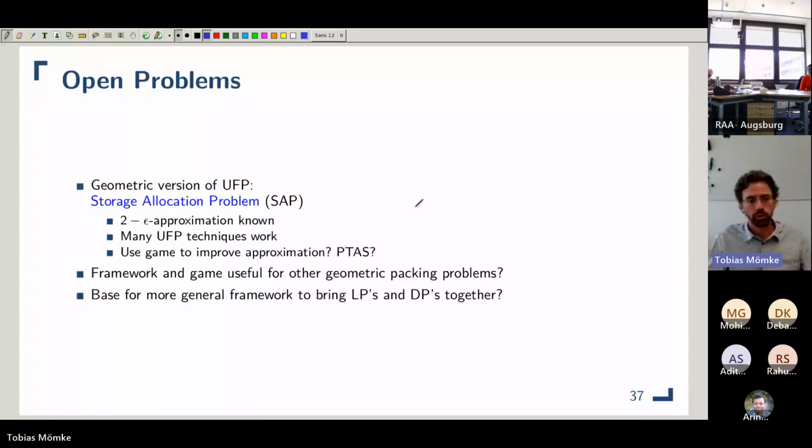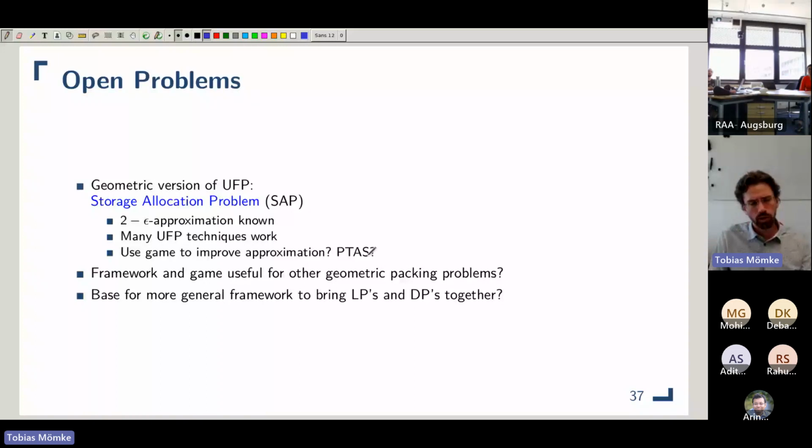I conclude my talk with open problems. I think the next problem to look at is, do these techniques that we developed for UFP work for SAP, the geometric version that appeared in the beginning? A 2 minus epsilon approximation, this 1.9 something approximation, is known, and we know that many UFP techniques work for SAP. So can we actually get an improved approximation or a PTAS for SAP too? Then, of course, do our techniques work for other geometric packing or covering problems?